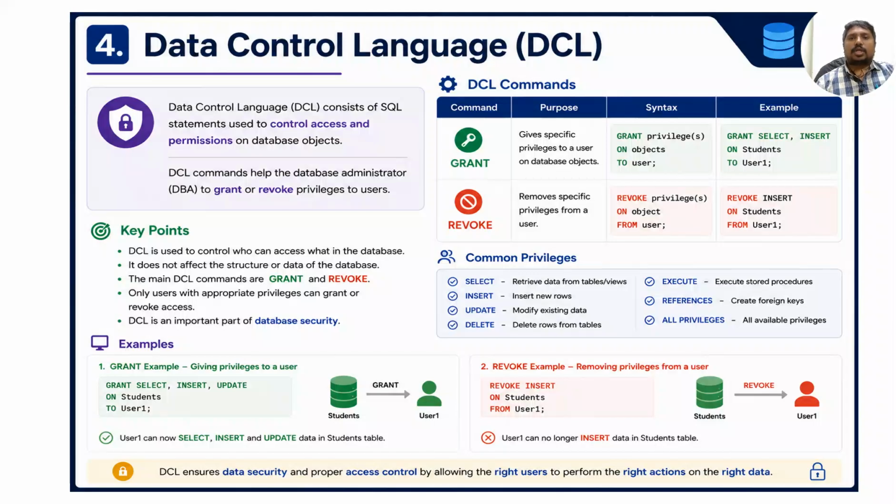The important commands as I talked, that is DCL commands are grant and revoke. Grant is used to give specific privilege or the permission to user on the database object. The syntax is grant privileges on objects to user, such as granting select and insert command on student table to particular user one.